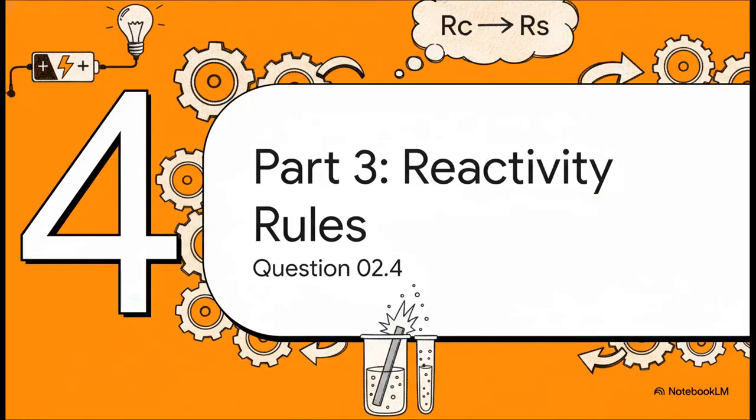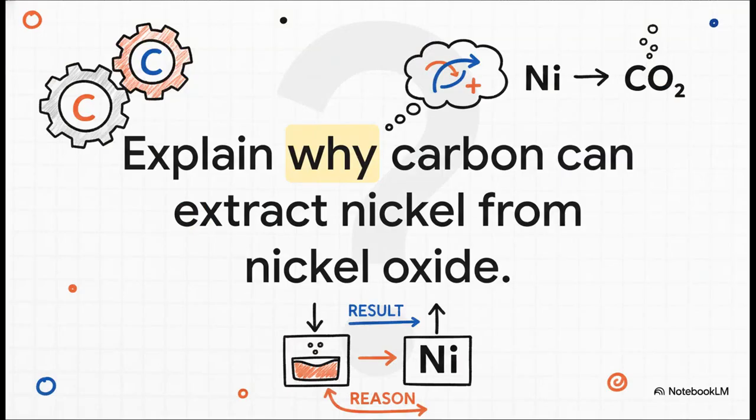Now we're at the final part of the question. This one is all about building a logical argument. It's based on what you know about the reactivity series, and it's your chance to show you really understand cause and effect in chemistry. Okay, this is a classic 2-mark explain question. See that word, why? That's your big clue. It's not enough to just state a fact, you have to connect the ideas. The mark scheme is looking for 2 linked points, a reason and then a result.